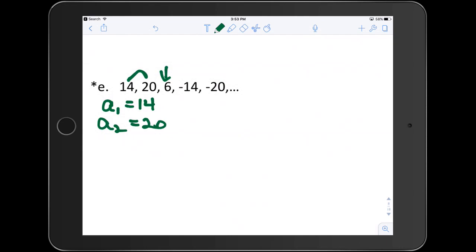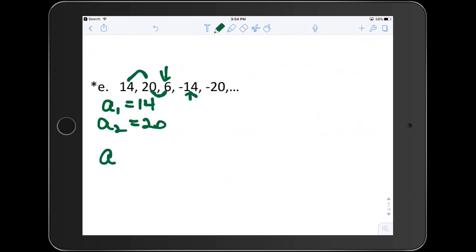Now let's just double check that that pattern's actually working though, right? Because if it's working, then it means 6 minus 20 should give me negative 14. Does that work? Yes. Okay. So I'm being a little more cautious because of how flippant I was in that letter D, and then I was wrong. So a sub 1 is 14, a sub 2 is 20.